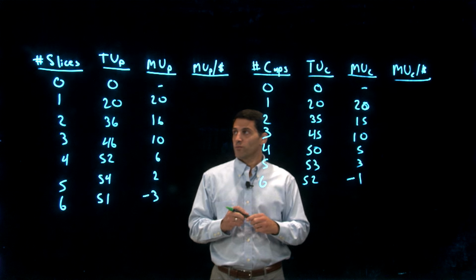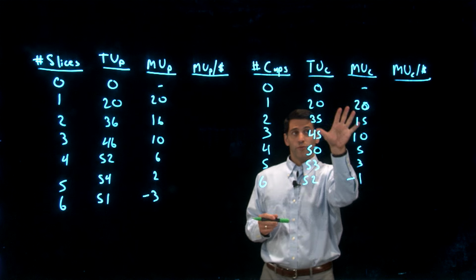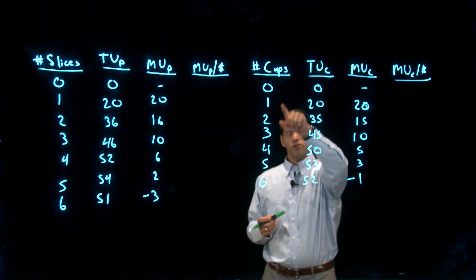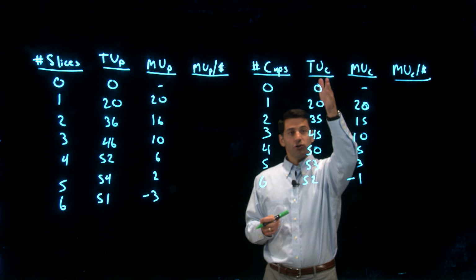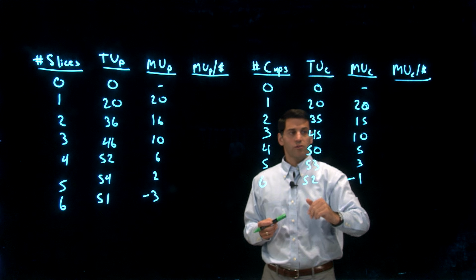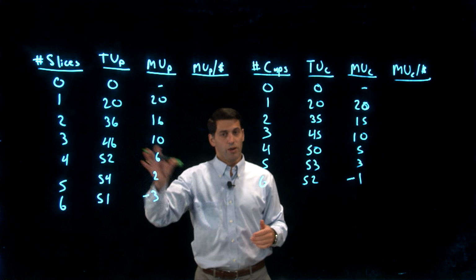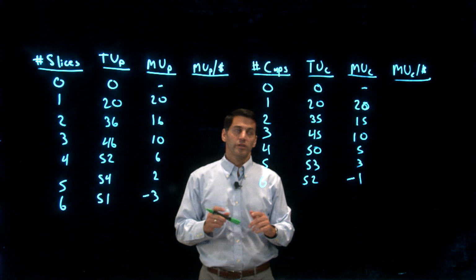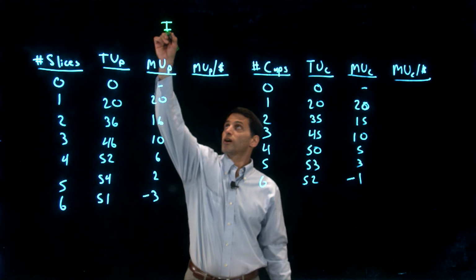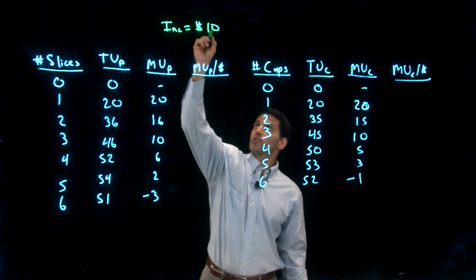So for this example, just like we had before, we've got 3 columns to start with. Now it's number of cups or cans of Coke, 0 to 6, the total utility that the consumer gets from each quantity of Coke, and then the marginal utility. This part of our example is the same as from the previous video. Now we need to add in a couple more pieces of information. First, we need to know how much income our consumer has, and let's say it's $10.